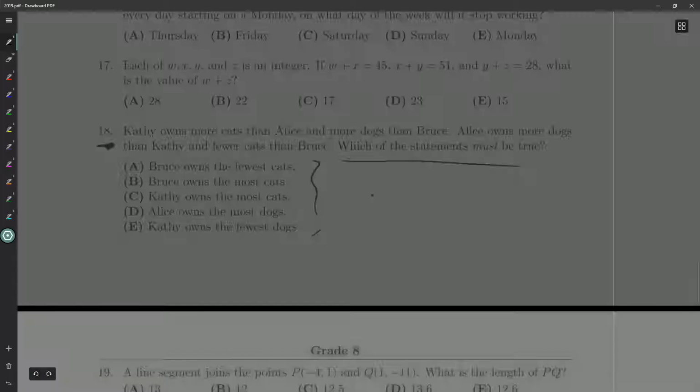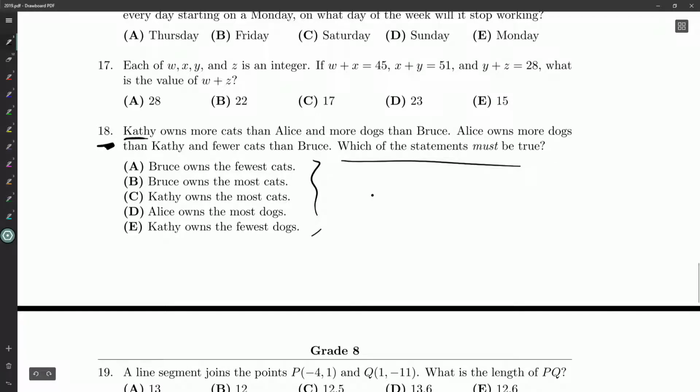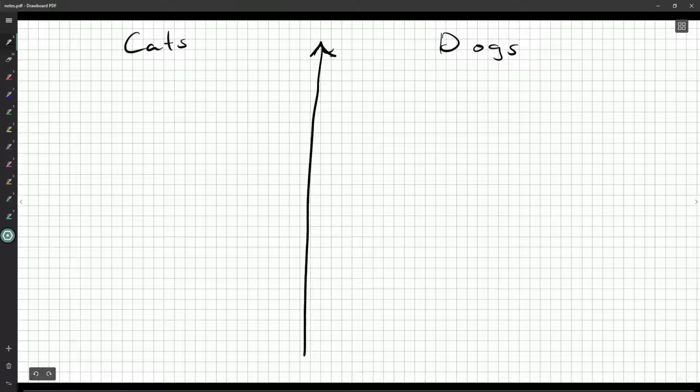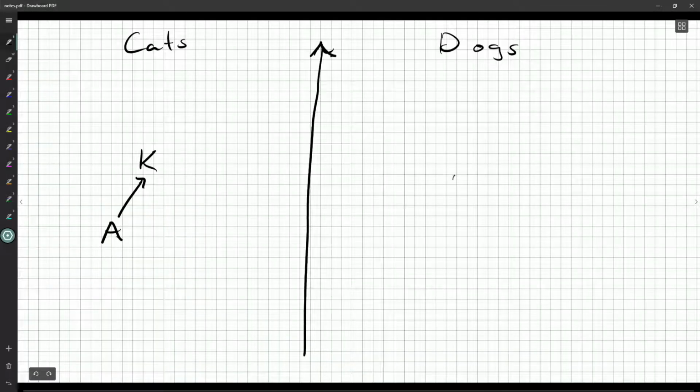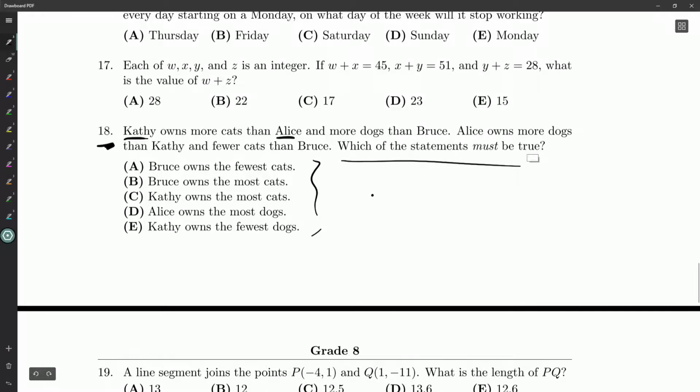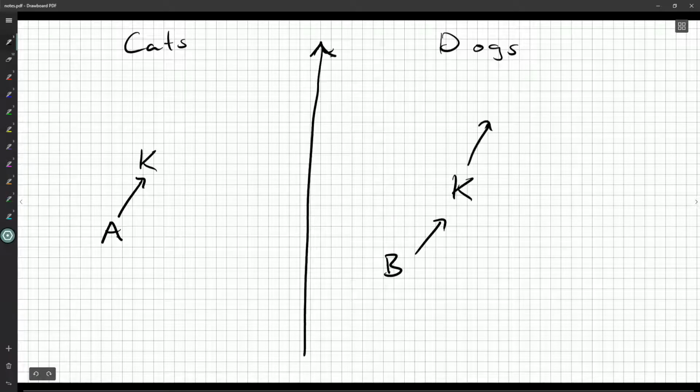So I know Kathy owns more cats than Alice. Kathy, more cats than Alice. And more dogs than Bruce. Now we go over to the other column. Kathy, more dogs than Bruce. And then Alice owns more dogs than Kathy. So Alice is higher than both Kathy and Bruce. Bruce definitely has the fewest dogs. Alice has the most dogs. Kathy has some middle number of dogs.